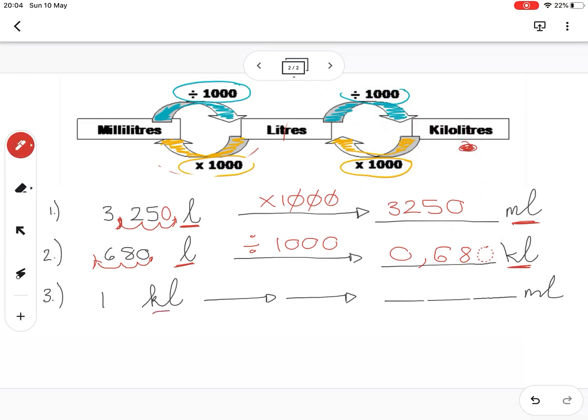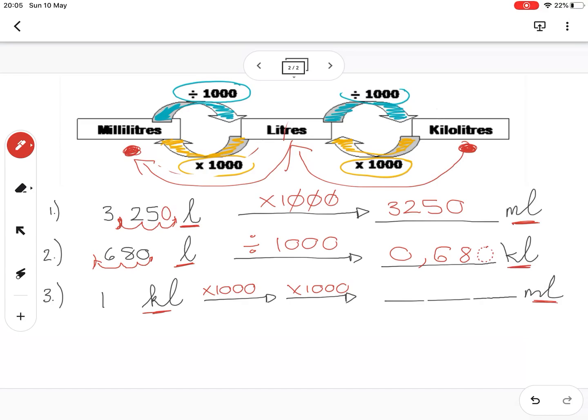Last one, if I'm at kiloliters and I want to go to milliliters, now I need to make 2 jumps, and I can do that, but you just have to work in steps. So firstly, I'm going to go to liters. To turn kiloliters into liters, I times by 1,000, and then I'd make my next jump, and I times by 1,000 again to get to milliliters.